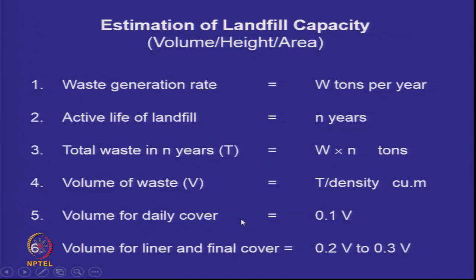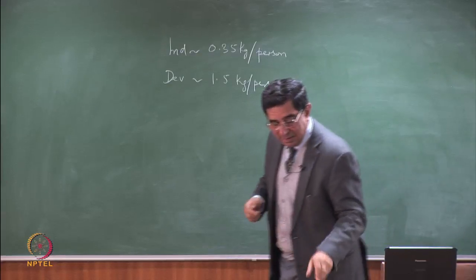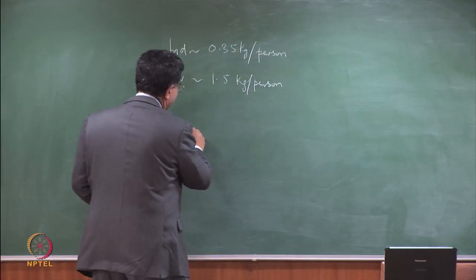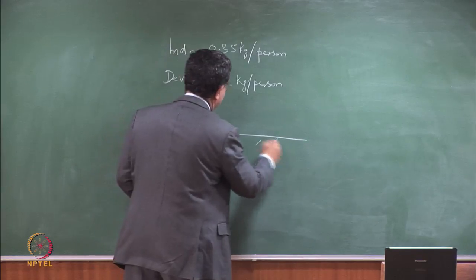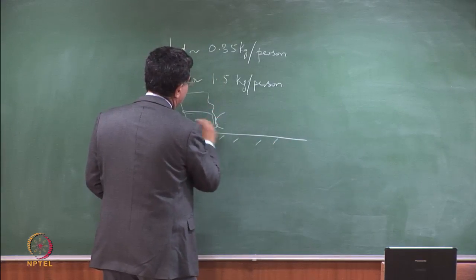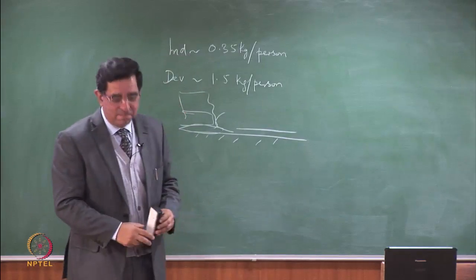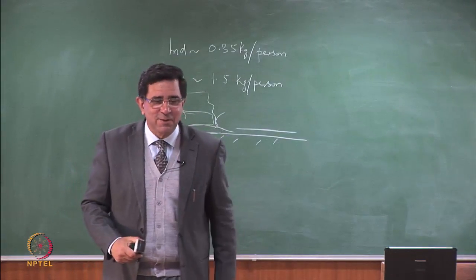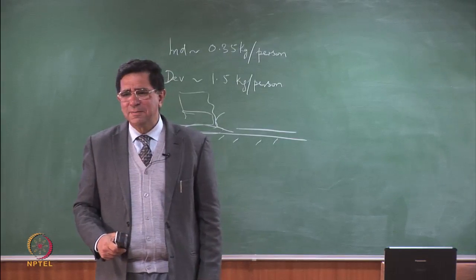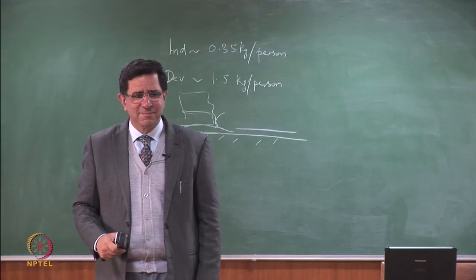So how much does a daily cover occupy of that volume? Daily cover, I mean, I told you about a lift of 1.5 meters. And what is the thinnest layer of soil you can spread? If I ask you to use a dozer to spread soil, what is the thinnest layer you can spread on ground? By mechanized equipment, what is the thinnest layer of soil you can spread? Or by a human being, what's the thinnest layer of soil you can spread? 1 millimeter? 10 millimeters?